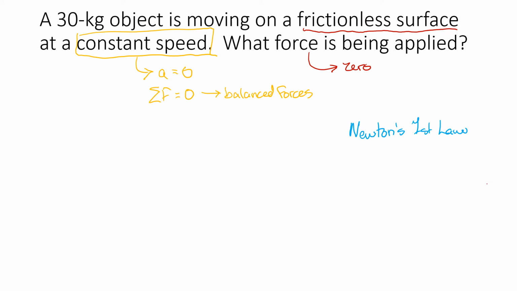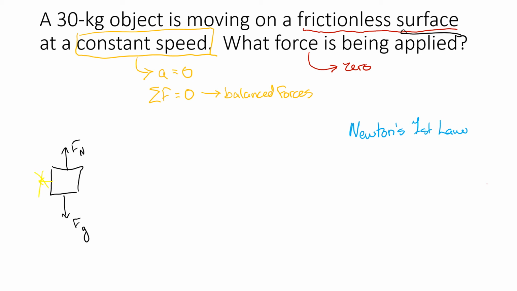Let's see if we can go through this one with our 3 steps just to prove it to ourselves. So in this case, we have an object. We know there's a force of gravity, and we know there's normal force because it's on a surface. It says frictionless, so there's no force to make it slow down.